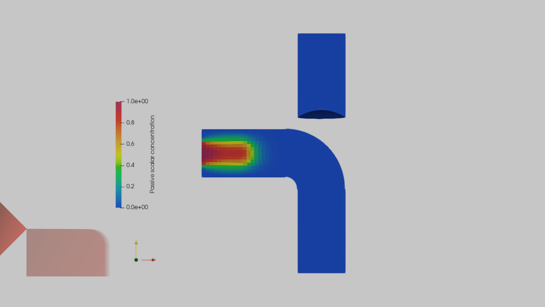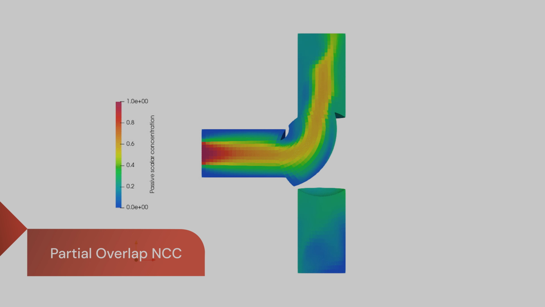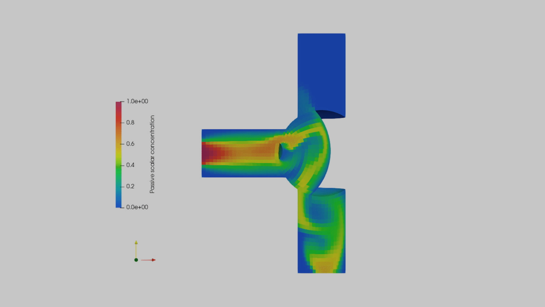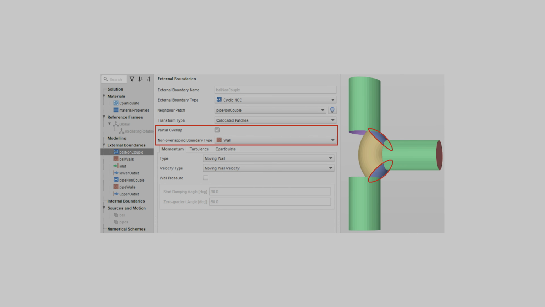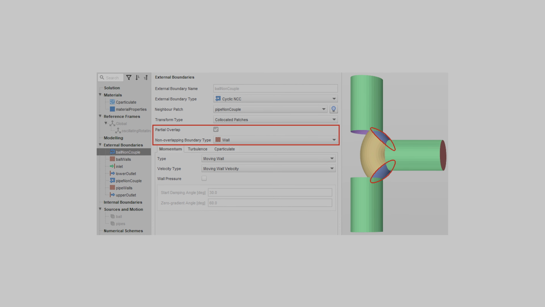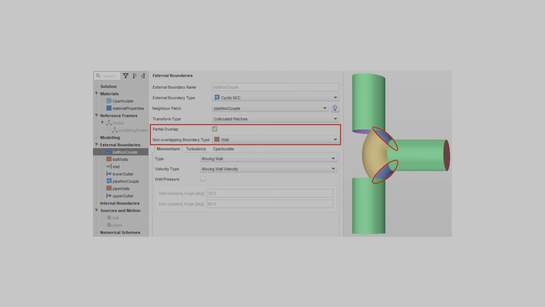We have introduced new functionality to support partially overlapping non-conformal coupling boundaries, allowing cases where some boundary faces do not have neighboring faces and require specific boundary conditions. A new partial overlap option has been added for cyclic non-conformal couplings to enable this, with configurable settings for non-overlapping faces defaulting to wall.